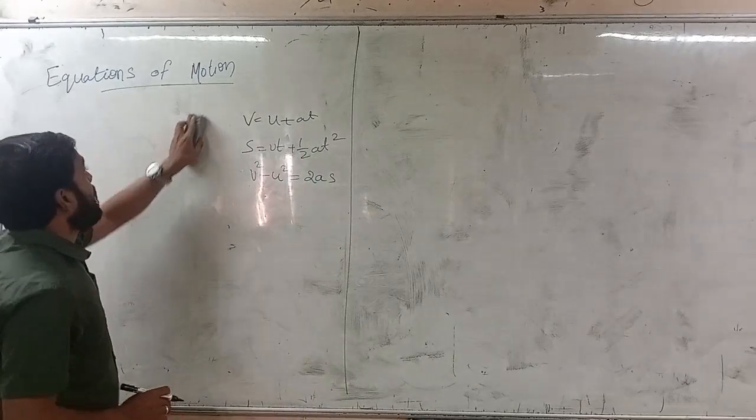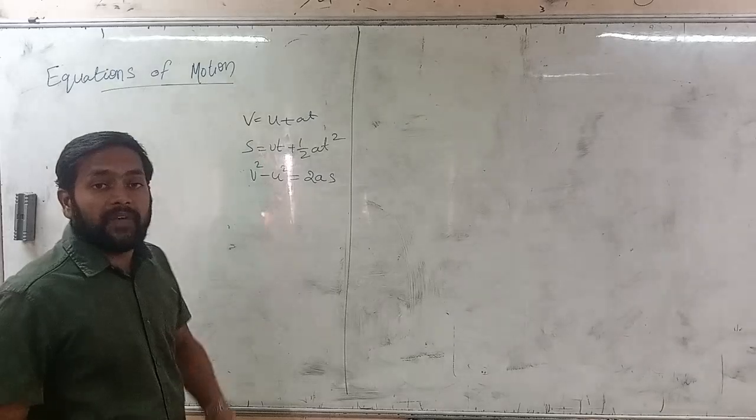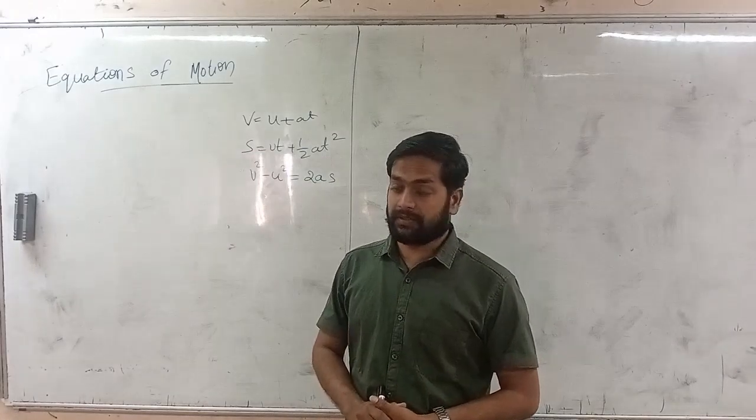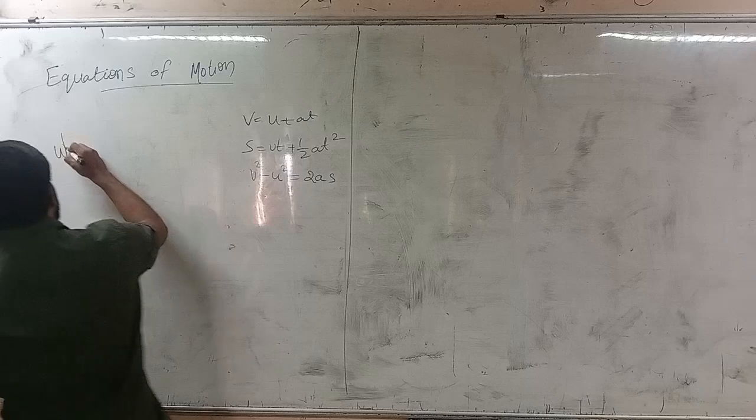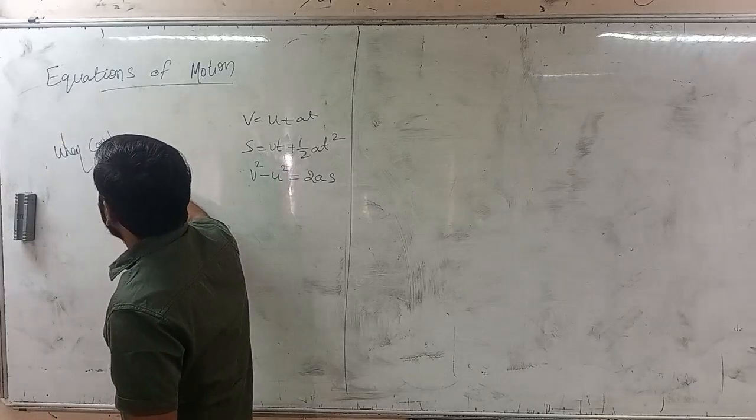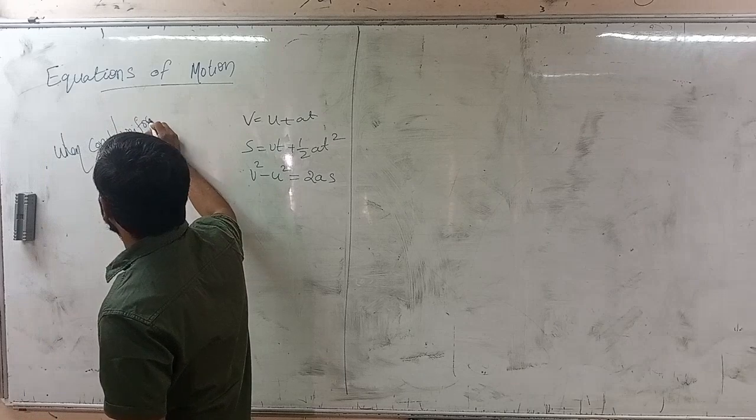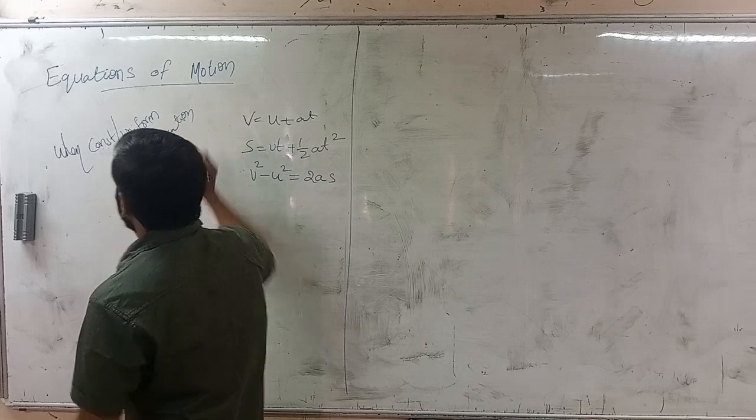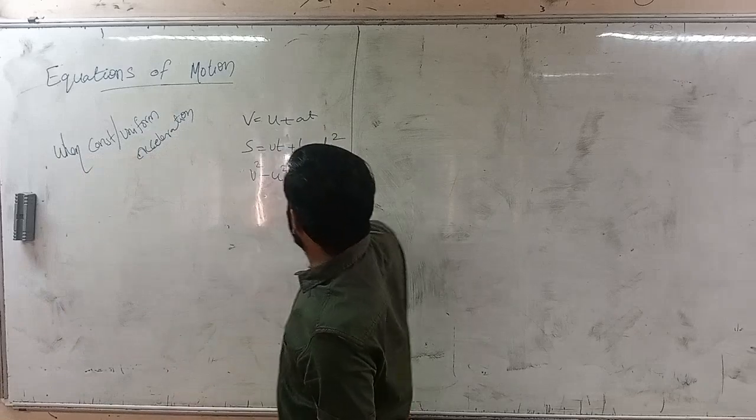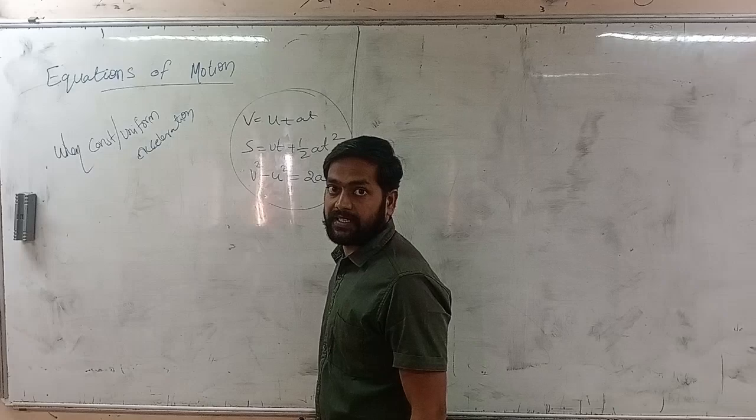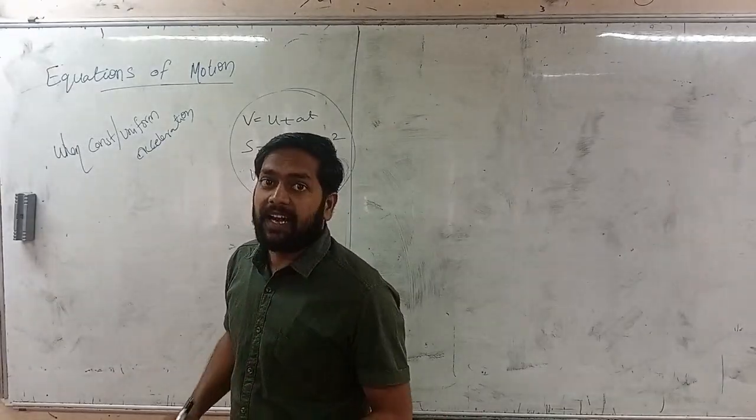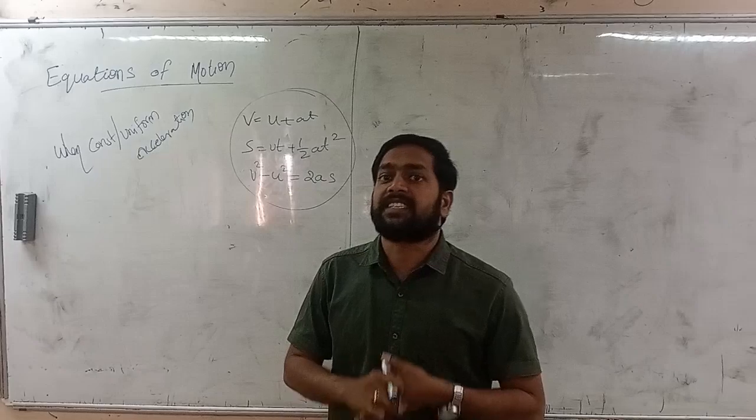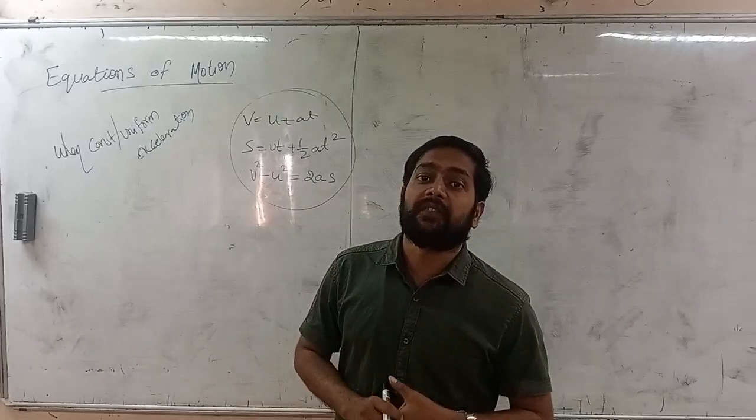First of all, where do we use these equations of motion? When we have constant or uniform acceleration, then we use these three equations. In order to derive them, first we need to know what acceleration is. Acceleration is nothing but the rate of change of velocity.